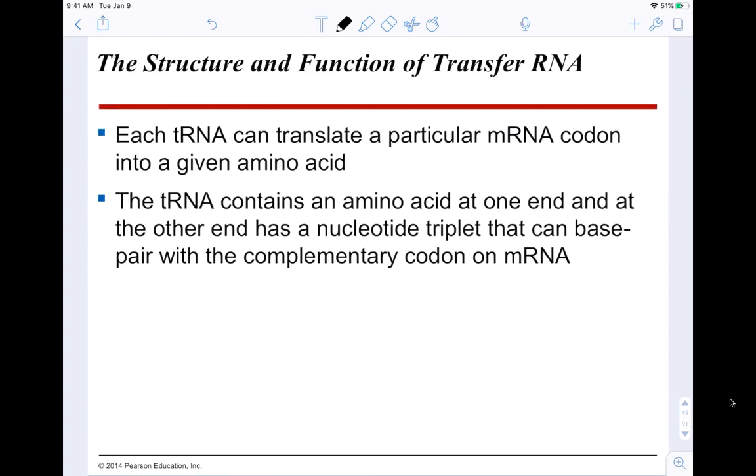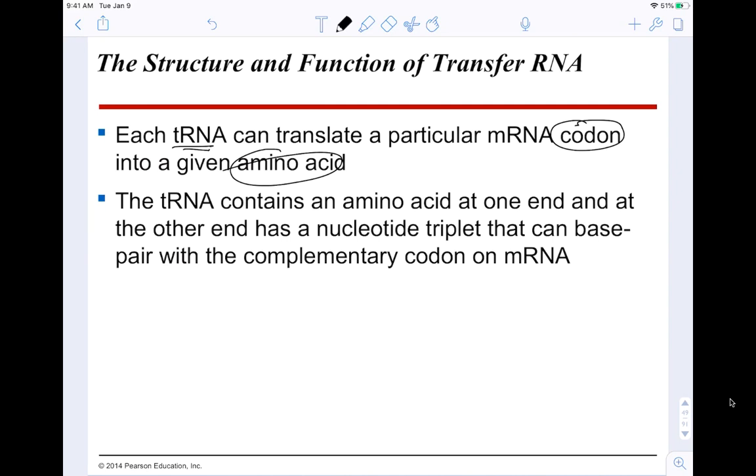Okay, so let's look at transfer RNAs. This is the new RNA molecule. You're used to mRNA, our little single-stranded guy that has uracil instead of thymine. Now let's take a look at transfer RNA. Each tRNA can translate a particular mRNA codon. Remember, a codon codes for an amino acid, and a tRNA carries in that amino acid. So they play together very well here, right? The tRNA contains an amino acid at one end, and at the other end, it has a nucleotide triplet that can base pair with the codon.